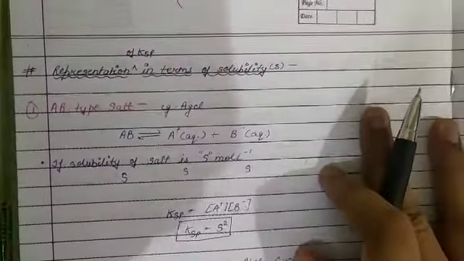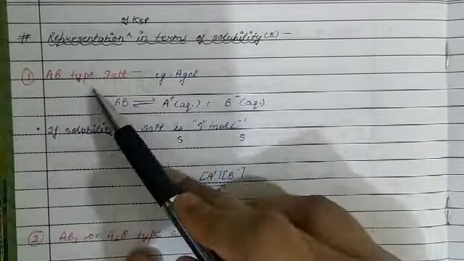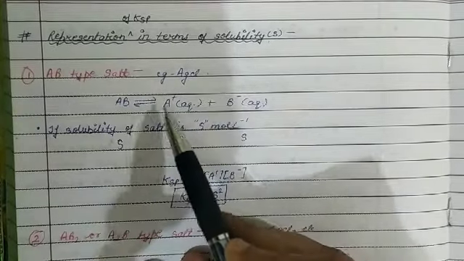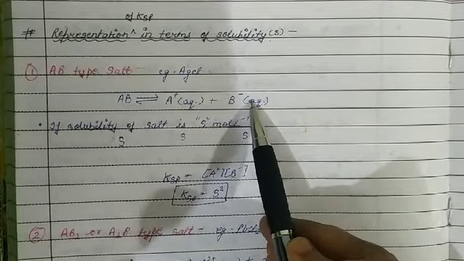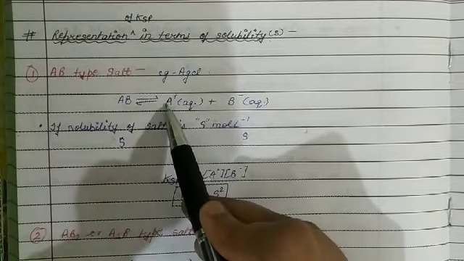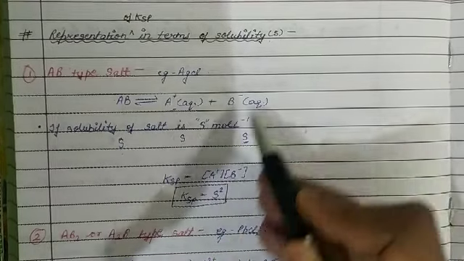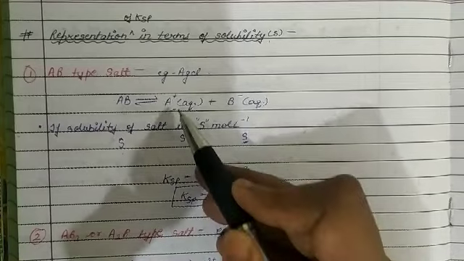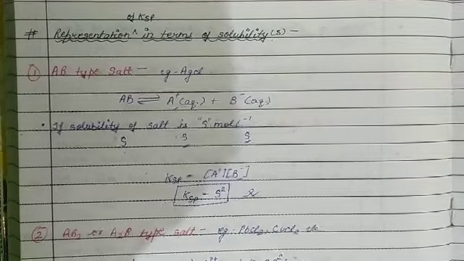Next we are going to see the representation of Ksp in terms of solubility. If an AB type of salt is given, for example AgCl, it will dissociate into A plus and B minus. If the solubility of the salt is S mole per liter, the coefficient is 1:1. When solubility is S, it will form ion S, coefficient is 1, so it is also S. Now Ksp equals concentration of A plus ion times concentration of B minus. A plus concentration is S and B minus concentration is S, therefore Ksp is equal to S square.